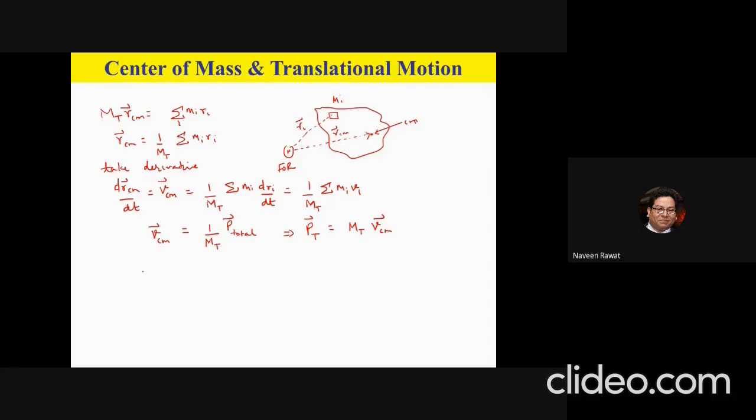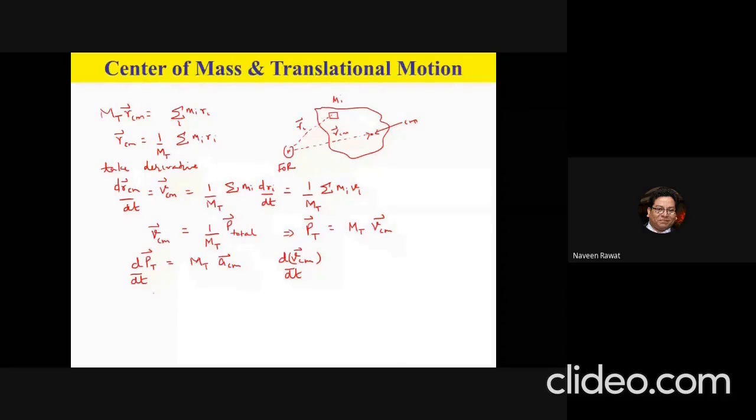What are we trying to say? Suppose I do dp_total by dt and I'm looking at the change of momentum. What will that be? That will be just the total mass times a of center of mass, because dv of center of mass by dt will be the acceleration of the center of mass. Now again go back. Remember, we were saying if there is no external force acting on the system and only internal forces are at play, then internally all the momentum will get cancelled out. That means the change in total momentum will be zero.